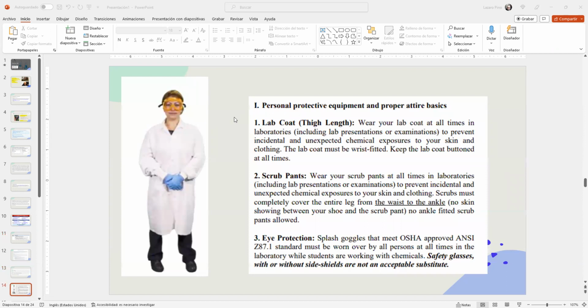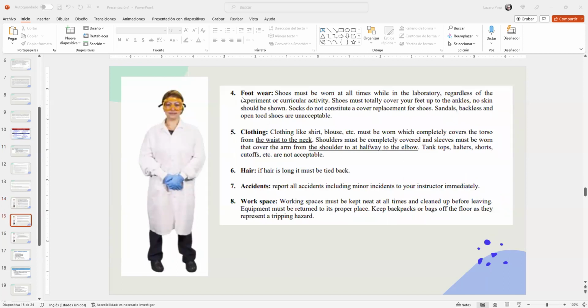Well, here you have some important things that you need to know in order to be protective during a lab. These are virtual labs, but you will be in a real one someday. Then you need a lab coat, you need scrub pants, and you need eye protection. These are important things. Also, you need to wear closed shoes.